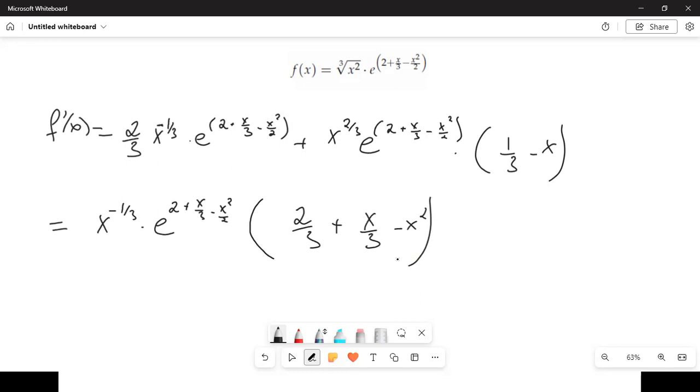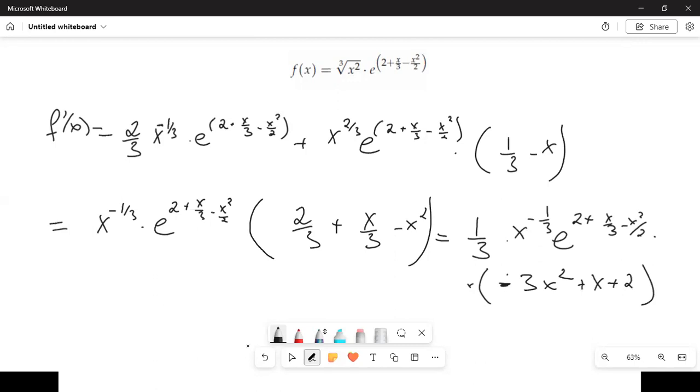Is this correct? And we can take 1/3 again into common. 1/3 times x to the power of minus 1/3, e to some power here is not important, and it is multiplied with what? Minus 3x squared plus x plus 2.